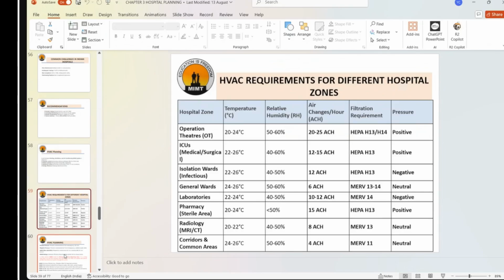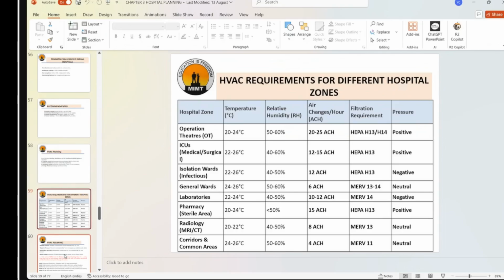For filtration, it's always better to use HEPA filters, H13 or H14. And the OT is required to have positive pressure. Why is positive pressure needed? So that infection cannot travel from the outside into the OT. As per physics, things always travel from the higher pressure area to the lower pressure area. That is why in the OT, positive pressure is ensured.